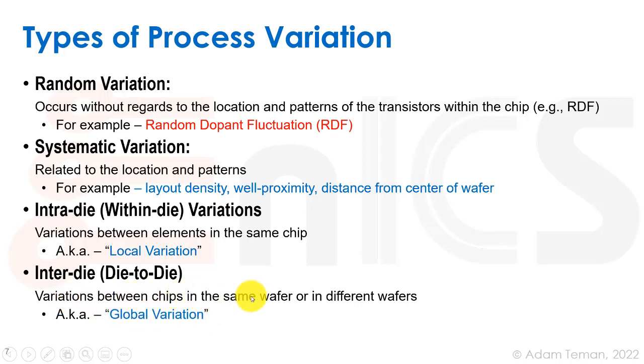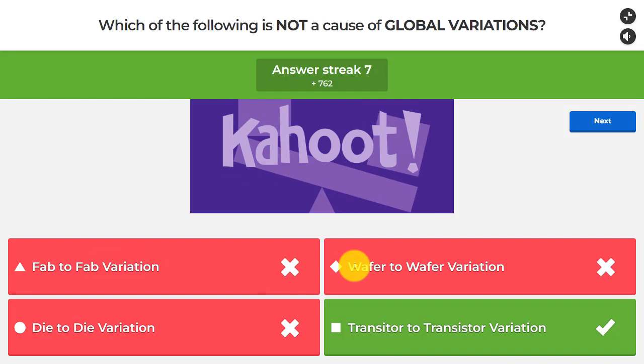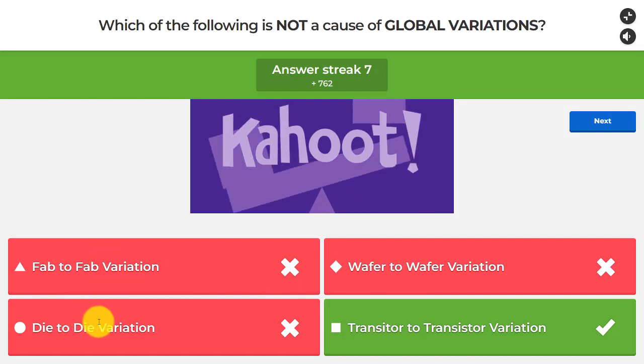And these are variations between chips in the same wafer and different wafers, or made at different fabs and so forth. And these global variations, we assume that they occur to all of the devices that are on the same chip. And we actually usually model this in what we call a process corner. So going back to our Kahoot question, fab-to-fab variation, wafer-to-wafer variation, die-to-die variation, they affect all of the devices that we have in a certain circuit. So those are global variations.